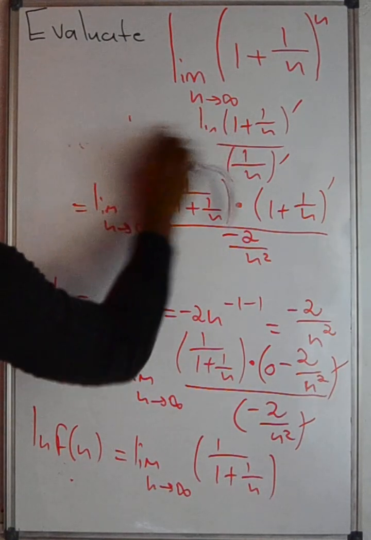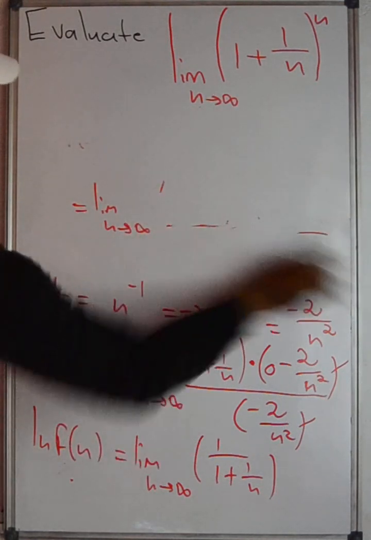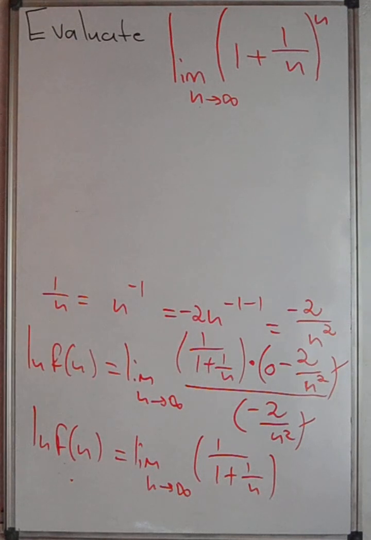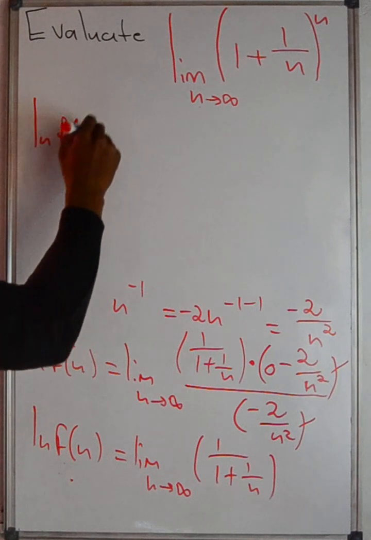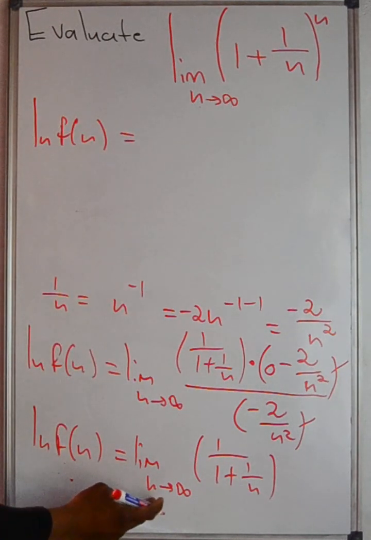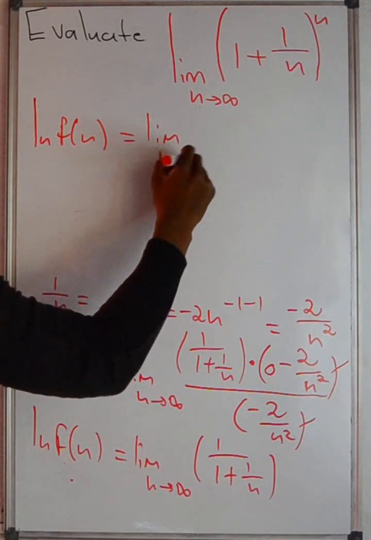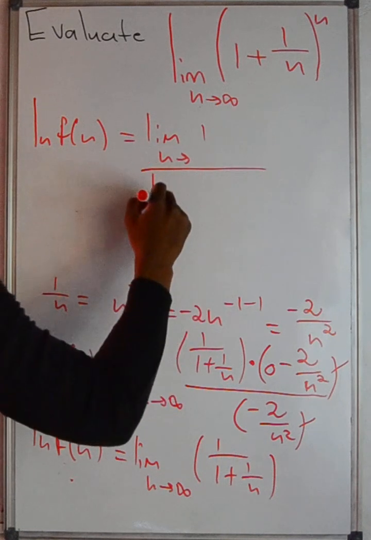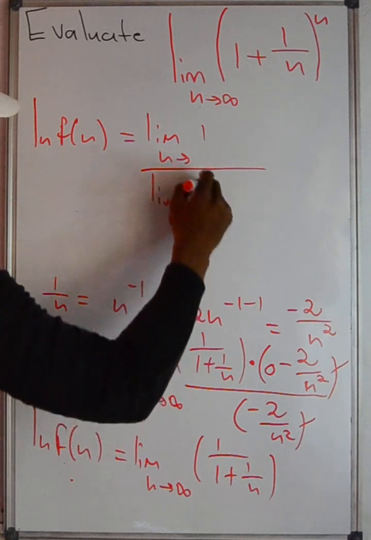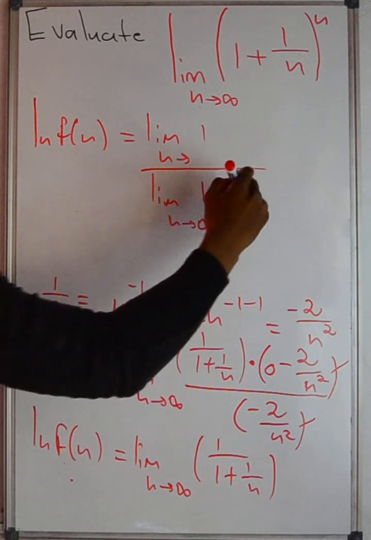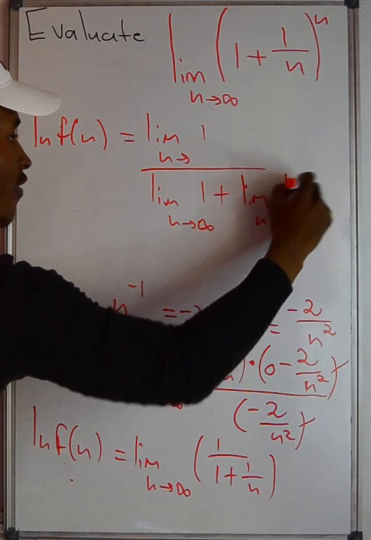Now, we need to use the laws of limits to distribute the limit. So we said that ln of f of n is equal to what? We are going to distribute this limit inside the bracket. So we are going to have the limit of n approaching infinity of 1, all over the limit of n approaching infinity of 1, plus the limit of n approaching infinity of 1 over n.